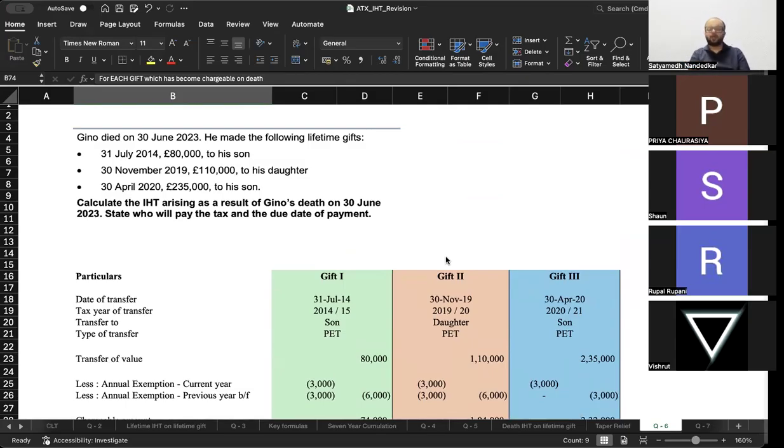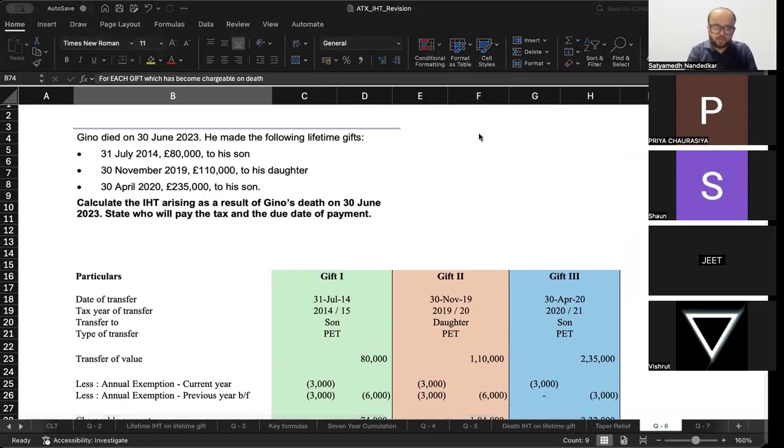Gino died on 30th June and he made the following lifetime gifts. You have to calculate the death IHT on lifetime gifts. When you calculate the death IHT on lifetime gifts, you should first of all do the lifetime IHT on lifetime gifts wala calculation, and then you should do the death IHT on lifetime gifts wala working. ठीक है, एक बार ये देखो. Look at the data given in the question, and then we'll tackle the individual gifts one by one. ठीक है.